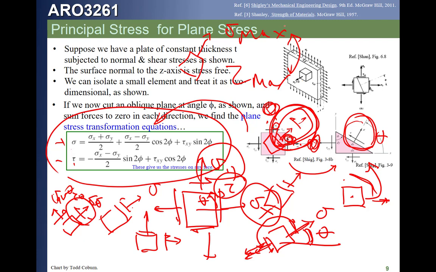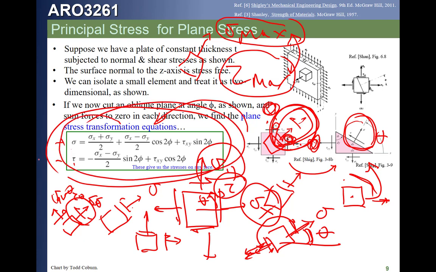We're going to find that the maximum stresses can be determined by a variant of this equation that finds the maximum values. The maximum values are called the principal stresses.